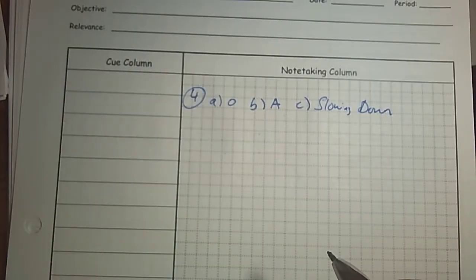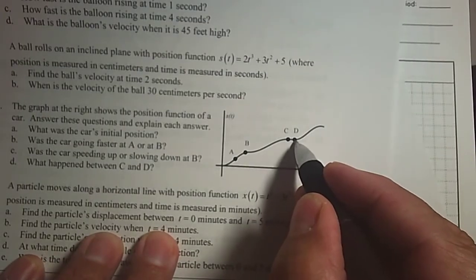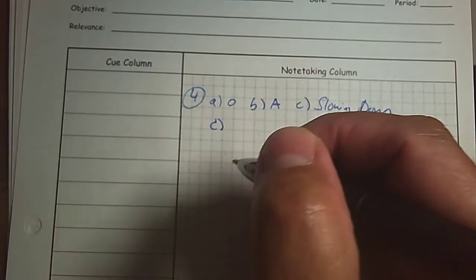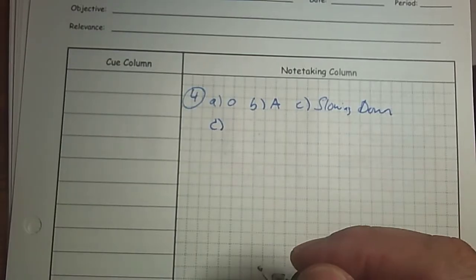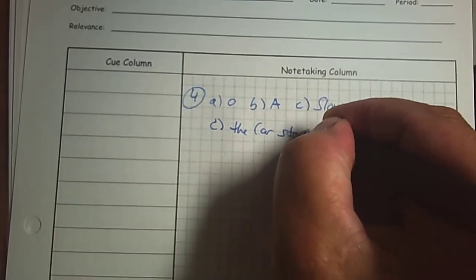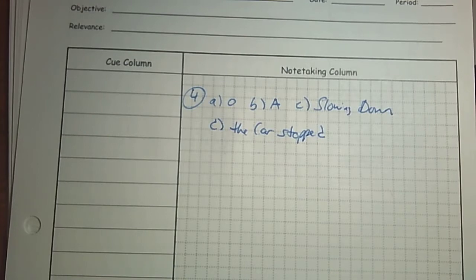Was the car speeding up? I did that one. D, what happened between C and D? So I want you to notice between C and D that it's a horizontal segment. And so what happened between C and D is that the car stopped. And that's because there's no distance there. So when it's horizontal, it's not gaining distance at all. It's just horizontal, so that meant the car stopped.